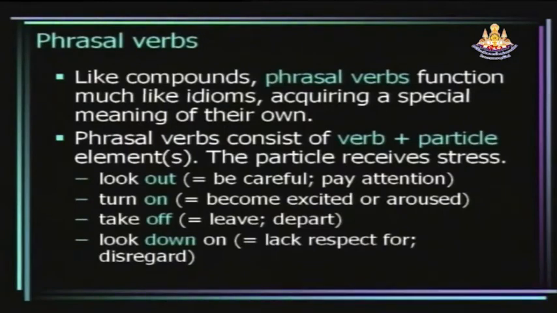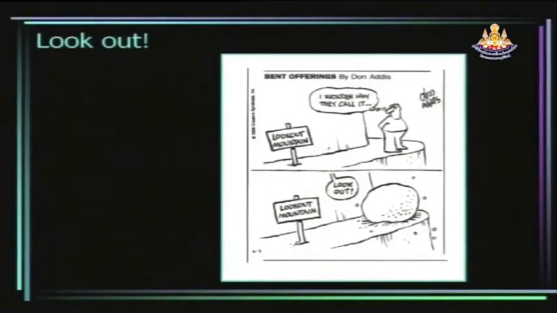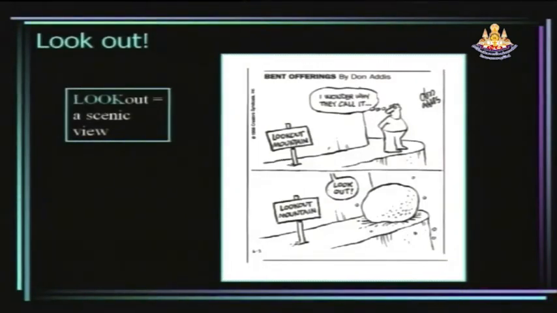Here's another cartoon for you. There's a man standing looking at the view on Lookout Mountain. And he says, I wonder why they call it Lookout Mountain. And unfortunately, someone up above drops a very big rock, which lands on top of our man. But the person up above says, look out, pay attention. Here what we see is the difference in stress. Look out, which means a scenic view, and look out, pay attention, be cautious.